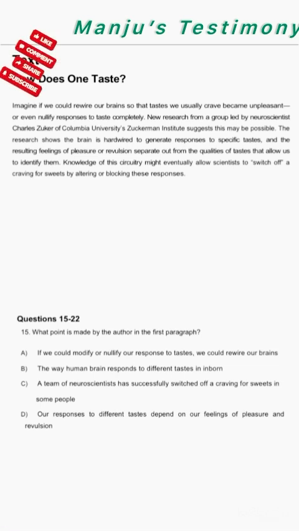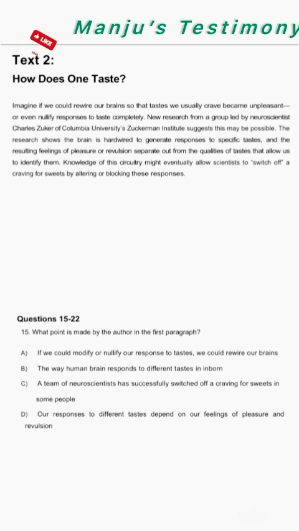We have to read the questions, understand the meaning, read the options, understand the meaning, and match it with the text. So if we could modify or nullify a response to taste, we could rewire our brain. Let's see the text. Imagine if we could rewire our brain so that taste we usually crave became unpleasant or even nullify responses to taste completely. What's the meaning of this sentence? Imagine if we could rewire our brain. So from the first word itself, we can understand that the author is asking us to imagine something. So from that word imagine, we can easily understand that this is not the point made by the author.